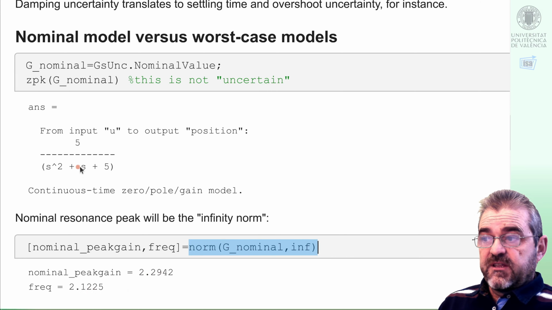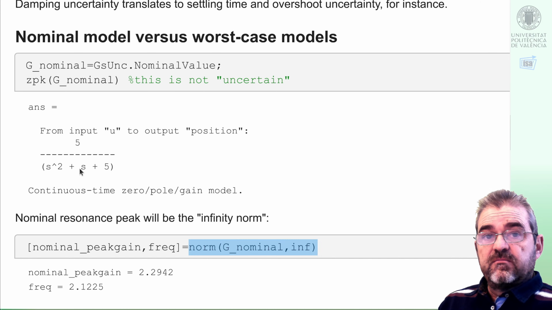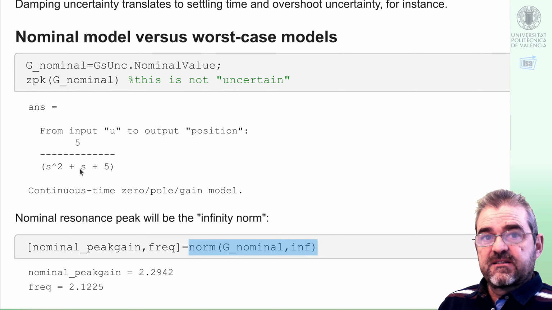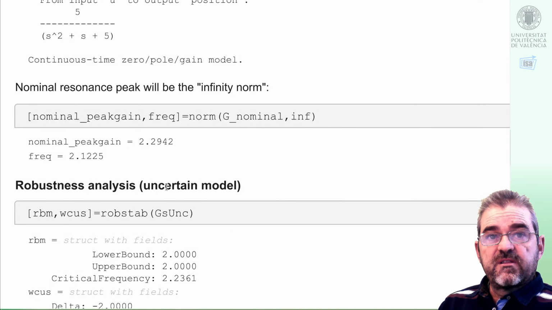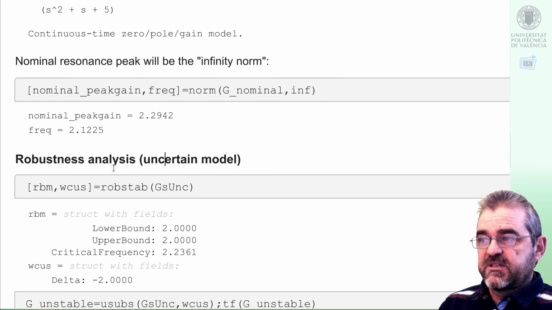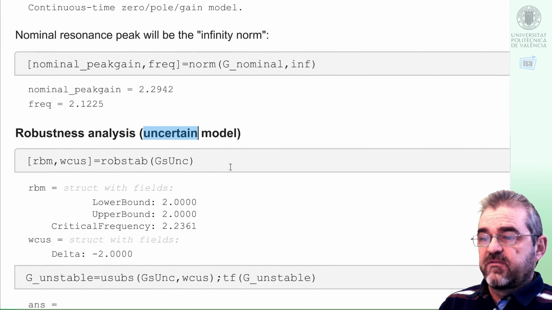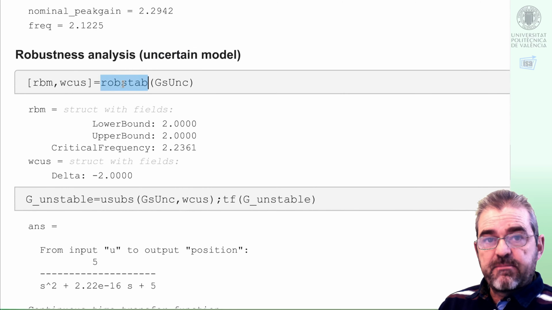Our objective now, given that we have uncertainty here, is finding if there are some unstable plants in my plant family, or which is the worst case resonance peak. Of course, from undergraduate textbooks, we already know the answer. But the thing is that we are going to use the robust control toolbox commands because those commands will work in more complex multivariable cases. So let's go with the main content of this video, which is getting the uncertain model and doing some robustness analysis. So the first command we are going to use is robstab.